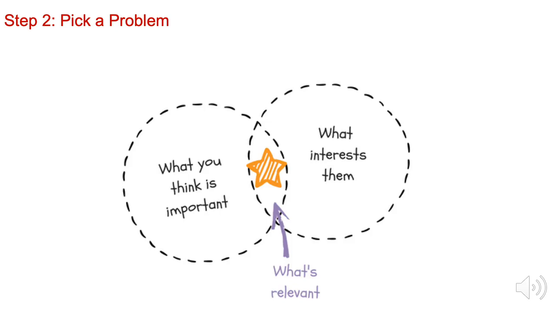To decide which problem to work on, you are looking for the problem that is most interesting to you and important to others, so the intersection. You can use some of the interview techniques we just talked about to discover which problem resonates with others the most, and you should already know what's most interesting to you.